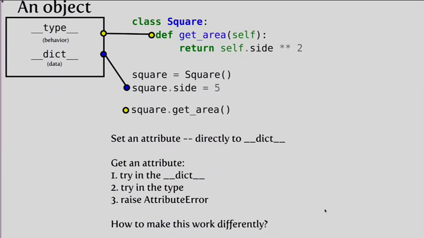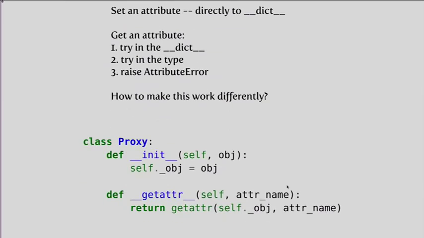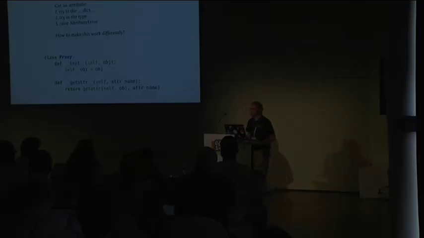So the first thing you can do to override this behavior is to put a special __getattr__ method on the type. What this does is it hooks into step three here, and instead of failing right away, this function gets called, and whatever it returns gets returned as the value of the attribute. So this simple class just proxies all attribute access to some other object. This works. It has some limitations.